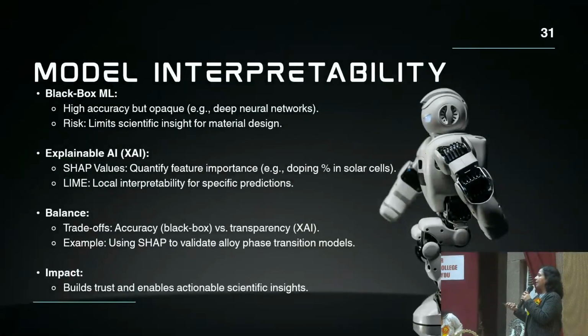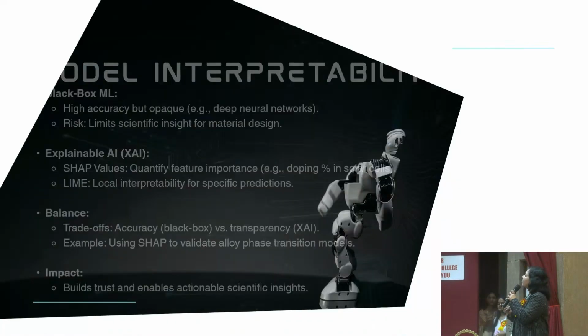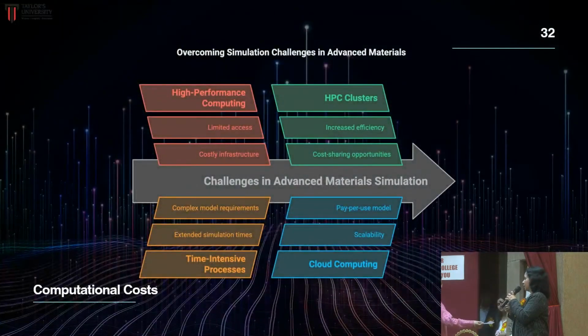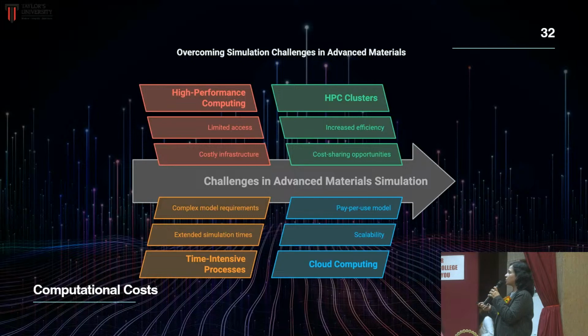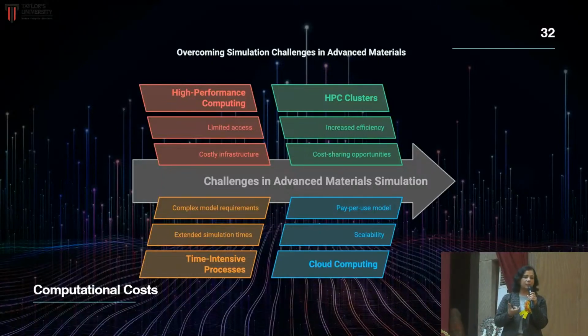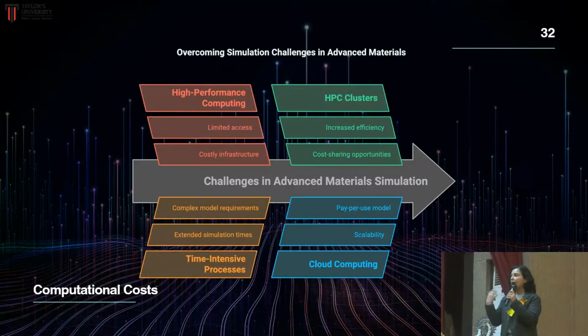Next, we have certain more techniques like black box machine learning and explainable AI. So all these are also used for prediction of the various benefits which are related with the smart materials. Then overcoming simulation challenges. In advanced material, there are various challenges which we need to overcome. So all these challenges can be overcome by managing the time in the best possible manner, reducing the cost, and by applying the best possible techniques.